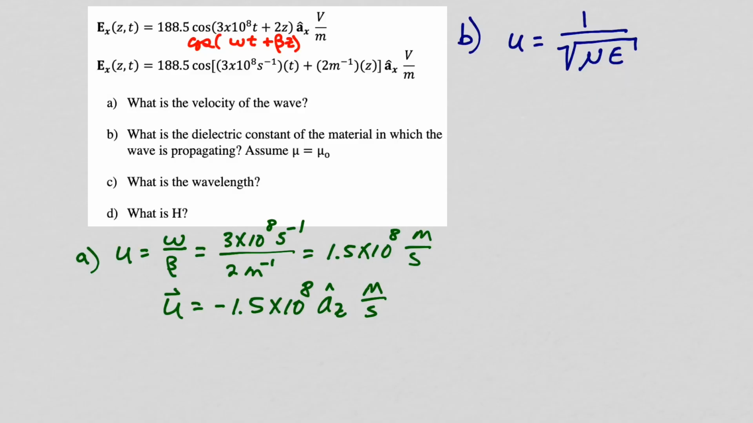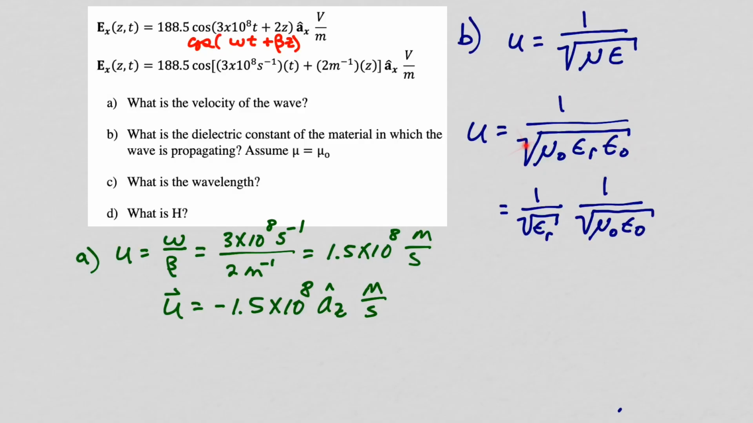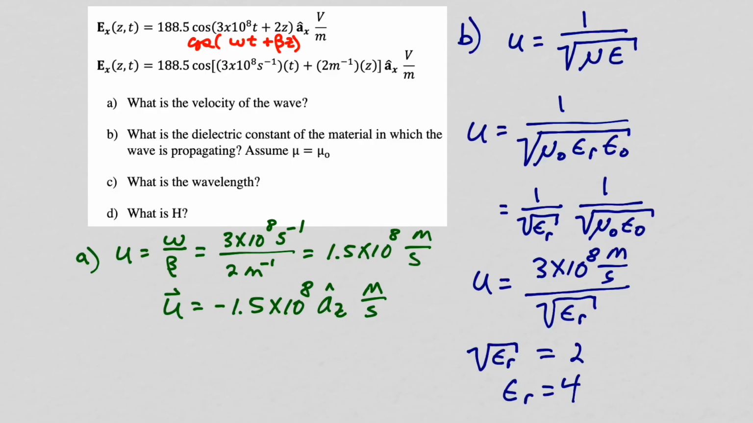So for mu, we can substitute mu sub 0, and for epsilon, we'll substitute the dielectric constant times the permittivity of free space. So we can separate this as 1 over the square root of the dielectric constant times the second term, which we recognize is the velocity of our electromagnetic wave in free space, just the speed of light, which is 3 times 10 to the 8th meters per second. For this term to be our velocity of 1.5 times 10 to the 8th, the square root of epsilon sub r must equal 2. So our dielectric constant is 4.